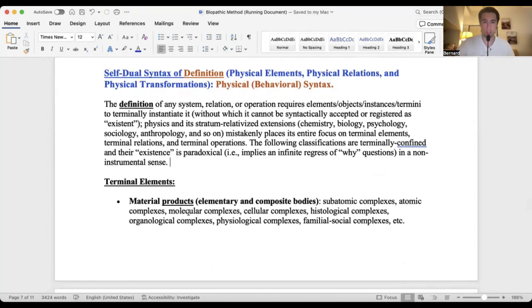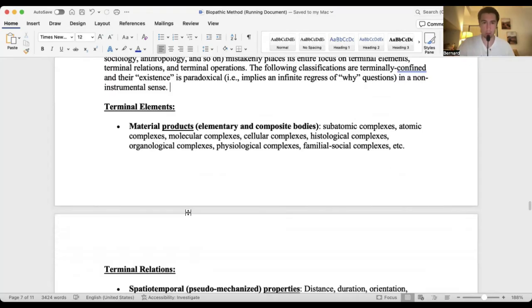So, here are the terminal elements. You've got material products, elementary or composite bodies, subatomic complexes, atomic complexes, molecular, cellular, histological, organological, physiological, familial, social complexes, all the way up to celestial complexes, like planets, stars, moons, star systems, galactic cluster systems. Ultimately, the cosmic or cosmological system would itself be a material product when considered as an aggregate of all of its bodies, as a composite body.